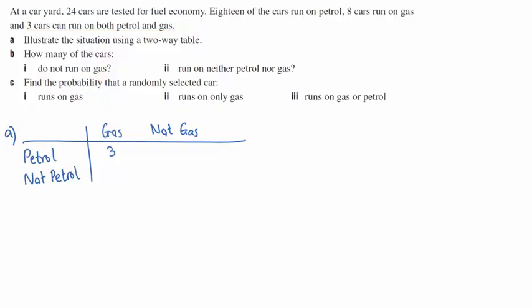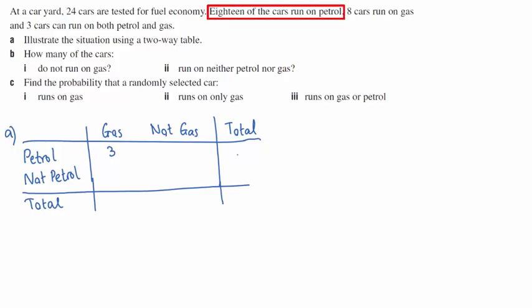To get the other 3 numbers, we also need to add a column for total and also a row for total. So the question tells us that 18 of the cars run on petrol. That means that the total number of cars that run on petrol over here is 18. Now we can use that information and the fact that 3 run on petrol and gas to conclude that 15 run on petrol but not gas, since 18 minus 3 is 15.